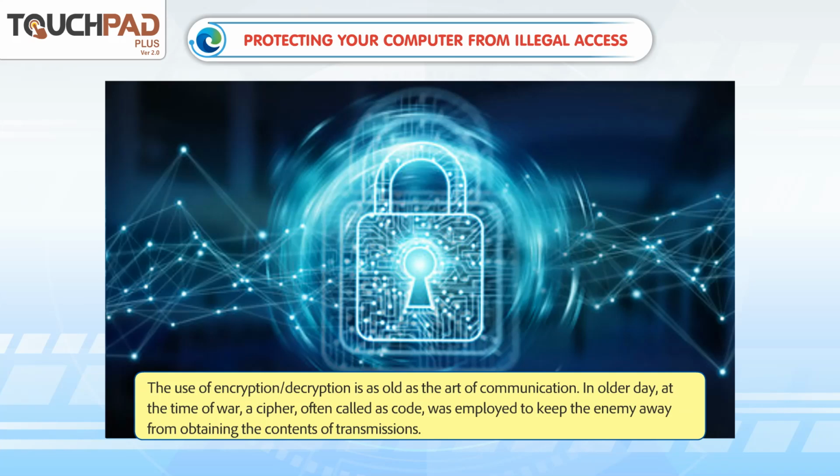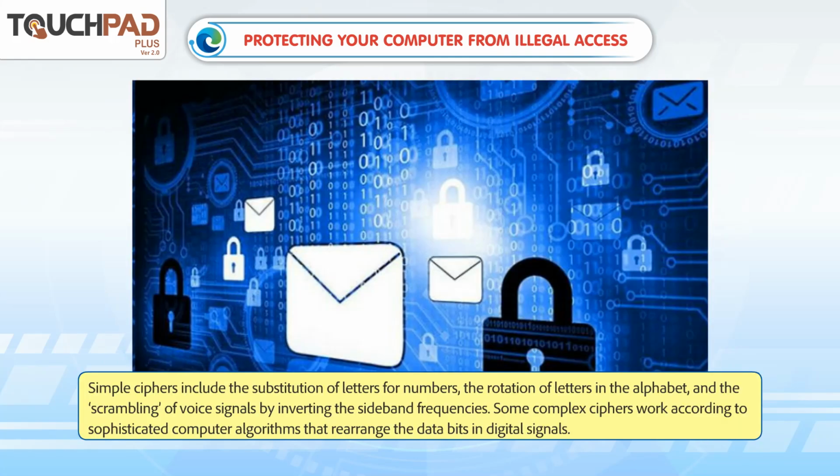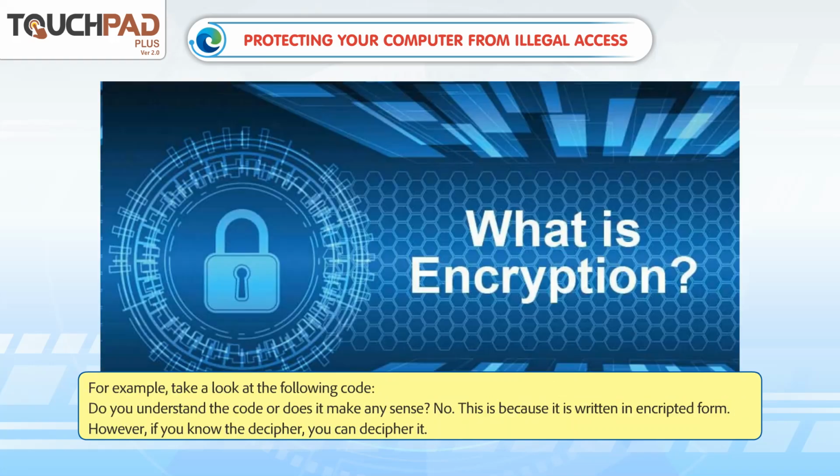In older days, at the time of war, a cipher, often called a code, was employed to keep the enemy away from obtaining the contents of transmissions. Simple ciphers include the substitution of letters for numbers, the rotation of letters in the alphabet, and the scrambling of voice signals by inverting the sideband frequencies. Some complex ciphers work according to sophisticated computer algorithms that rearrange the data bits in digital signals.